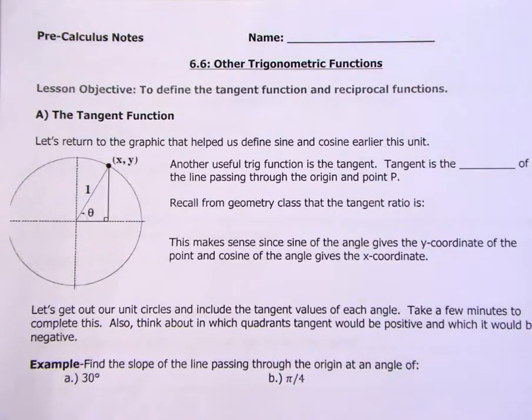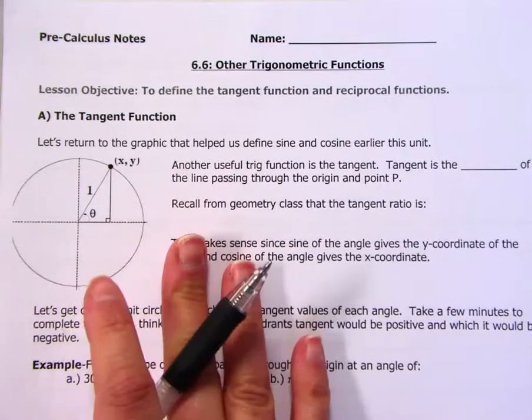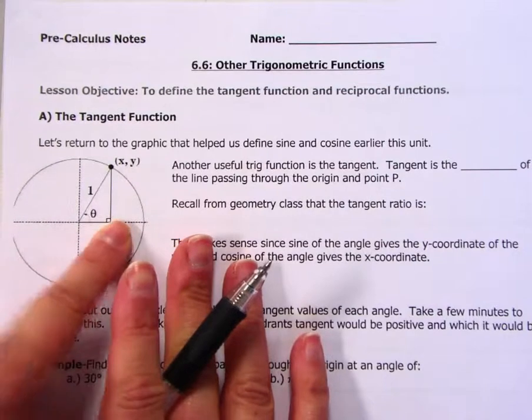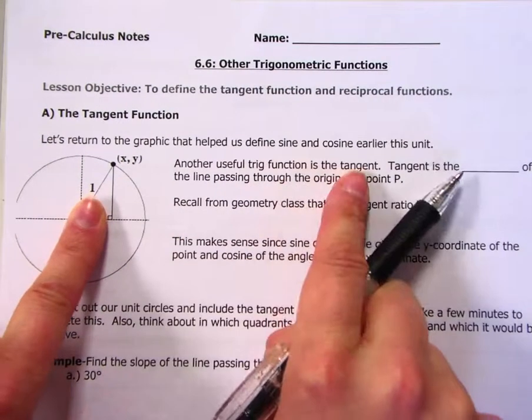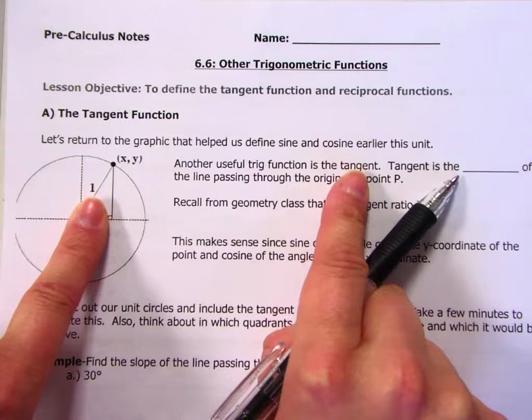Okay, so obviously we have been focused on our sine and cosine functions so far, but you guys know from geometry and from Algebra 2 last year that we have a third basic trig function. That's our tangent function. So let's return to this very same picture that we used to define sine and cosine earlier this unit, okay?